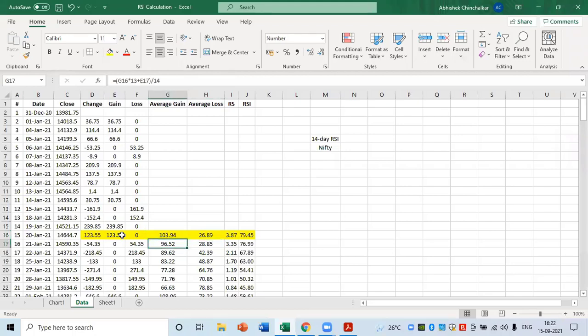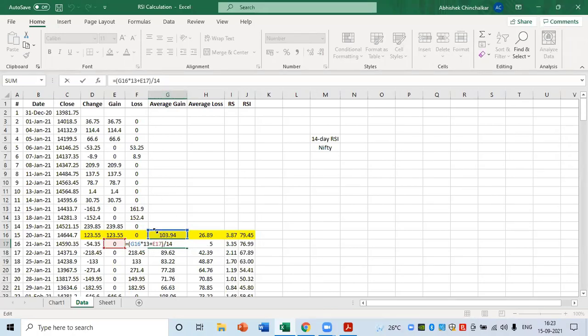Every subsequent average gain that you calculate will be based on the formula that I discussed earlier. It is the previous average gain, which is 103.94 that you see over here, multiplied by 13, which is n minus 1. Recollect that we are calculating the 14-day RSI, so n minus 1 will be 14 minus 1, which is 13.